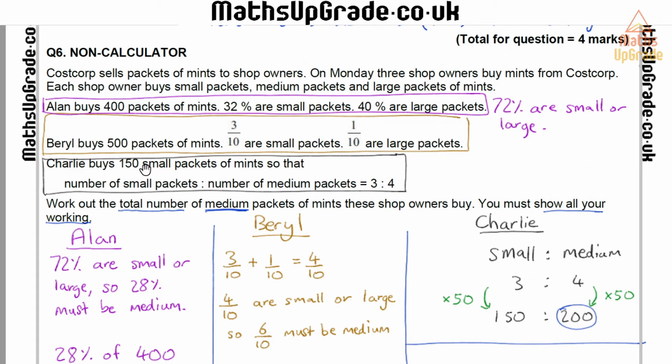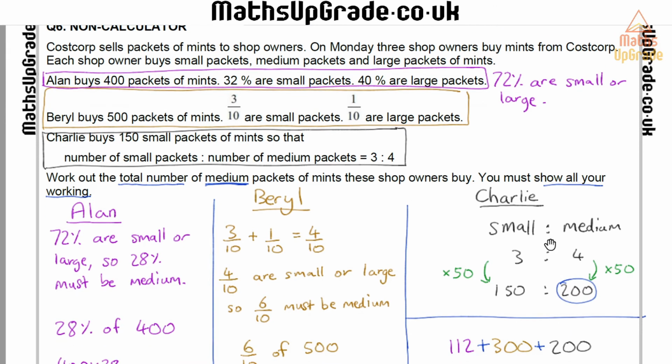Charlie buys 150 small packs of mints, so that the number of small to the number of medium is 3 to 4. So here's the ratio here, and it's only this part of the ratio, the 3 parts here, which is represented by this 150 packs of mints. So I don't need to divide the whole ratio. I don't need to divide 150 into the whole ratio. I just need to divide 150 into 3 to work out how much each part is worth.